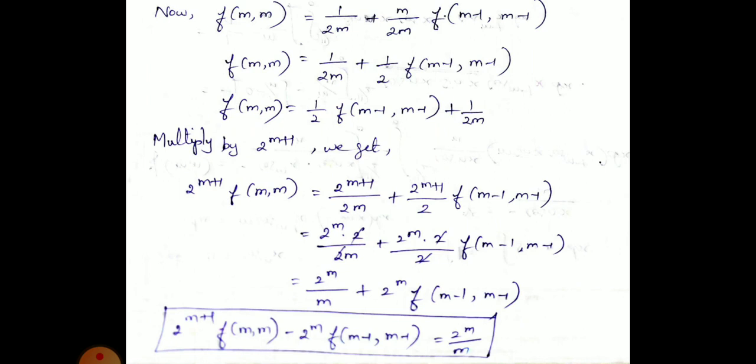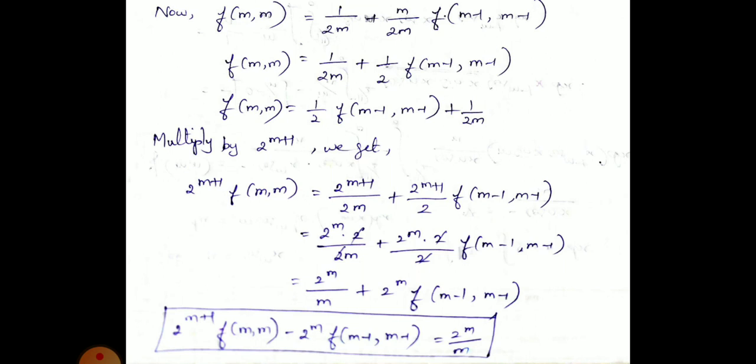Now multiply by 2m plus 1 on both sides. So we get 2m plus 1 into f of m comma m. Then here 2m plus 1 divided by 2 into f of m minus 1, m minus 1. Now just split the m plus 1, so 2 power m into 2. Likewise in the second term also, then cancel it and we get the answer 2 power m by m plus 2 power m into f of m minus 1, m minus 1.